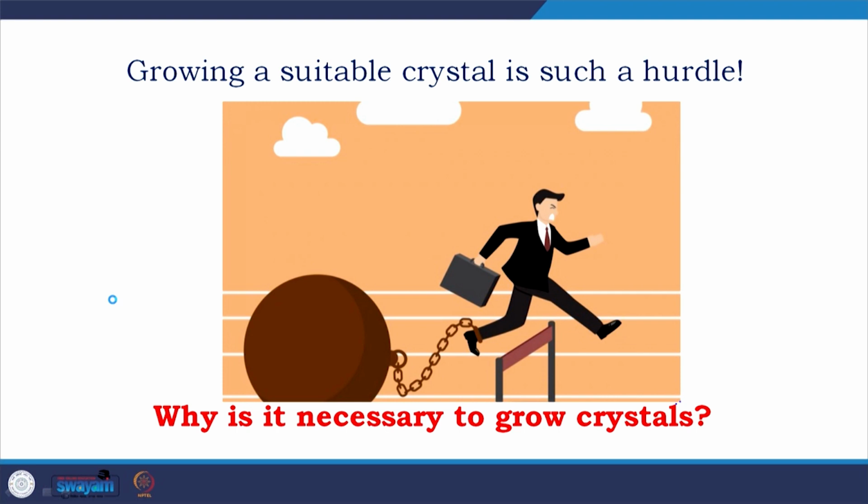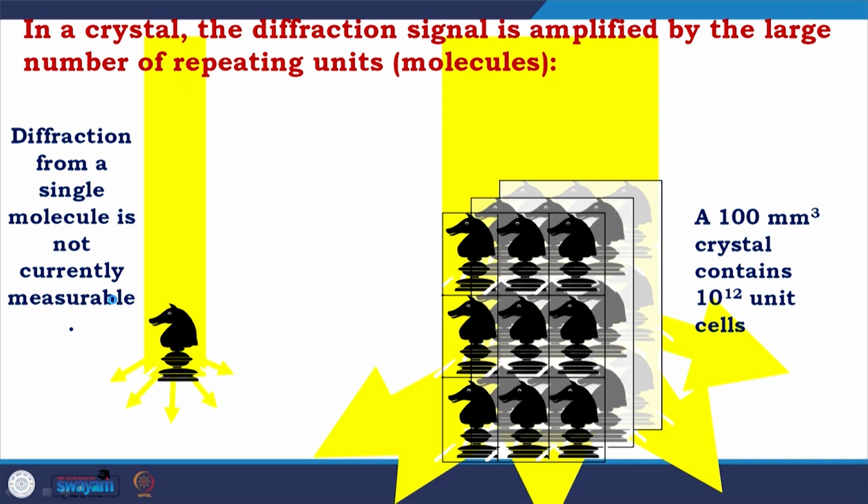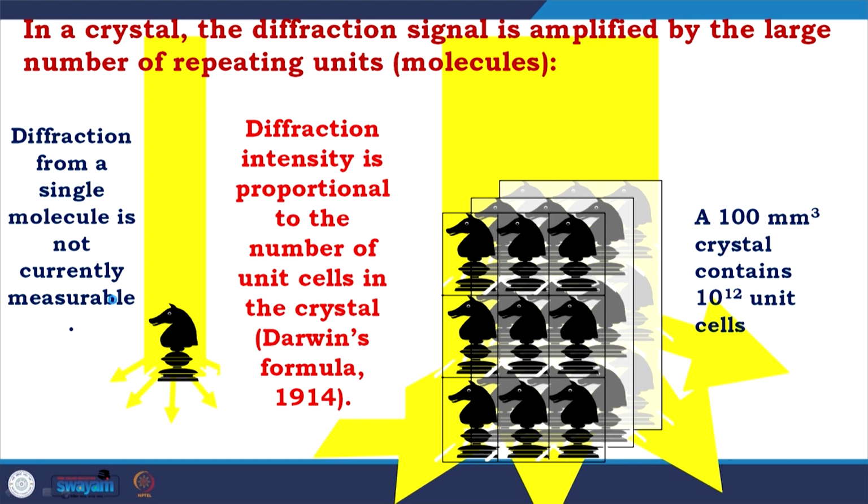But why is it such a big hurdle? I will try to give you an explanation in terms of thermodynamics. But before that, I would like to show you what I talked about in the last class, why a single molecule is not good enough to get diffraction. In a crystal, the diffraction signal is amplified by the large number of repeating units. Diffraction from a single molecule is currently not possible to measure, whereas a 100 millimeter cube crystal contains 10 to the power 12 unit cells. So it is much bigger, mammoth, and has an architecture where the diffraction intensity is much higher, because diffraction intensity is proportional to the number of unit cells in the crystal, which is the formula by Darwin in 1914.